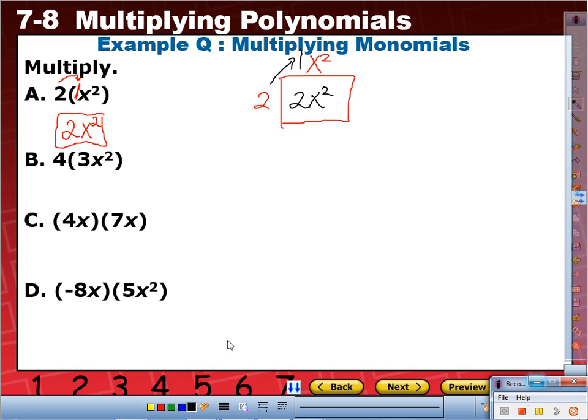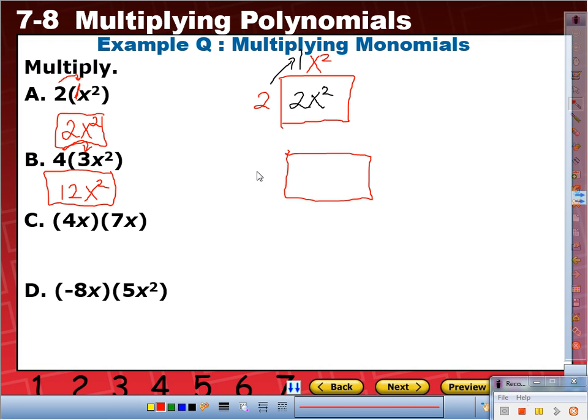Okay, let's see. Who did this? 4 times 3, that's 12. You bring down the x squared. Hands up if you got that. Okay? And the area model, of course, you do your area. The height is 4. The length is 3x squared. Then you drew your arrow saying 4 times 3, that's 12, and you bring down the x squared. Hands up if you did that. Okay? Good. Once again, I want to see it both ways, distributive property and the area model.